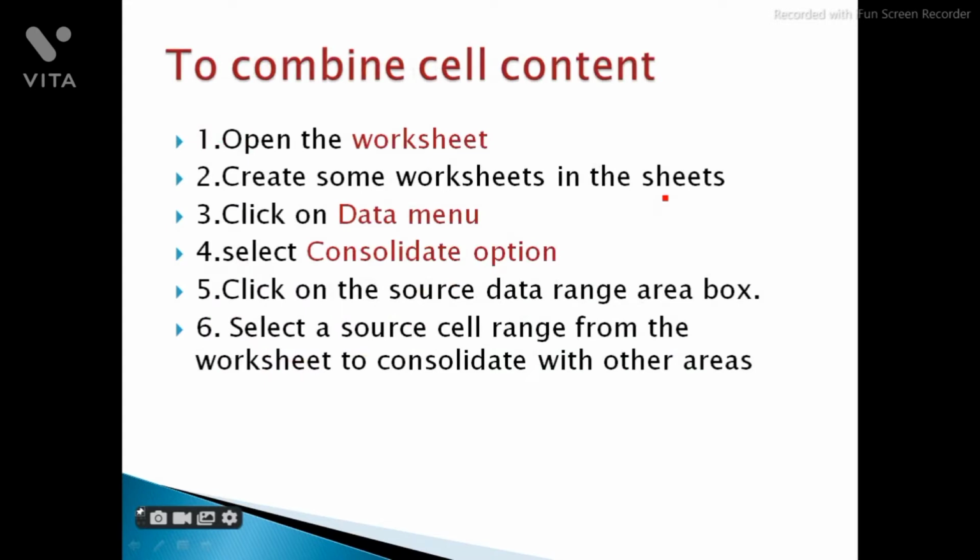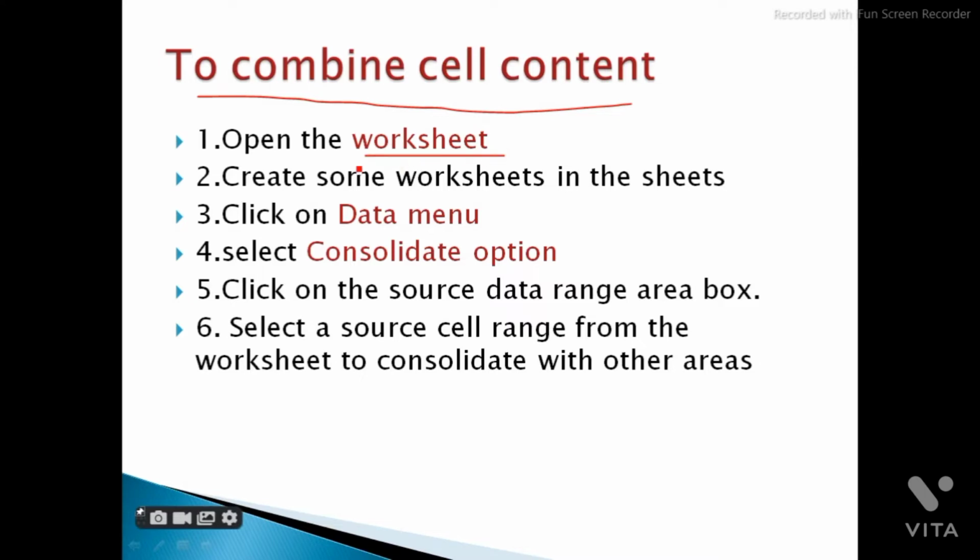To combine cell content. If we want to combine cell content, means we have created lists in two different sheets, like sheet 1 and sheet 2, and now we want to combine the cells. For that we need to open the worksheet. We need to create some worksheet in the sheets. We need to click on the data menu, then we need to select the consolidate option.